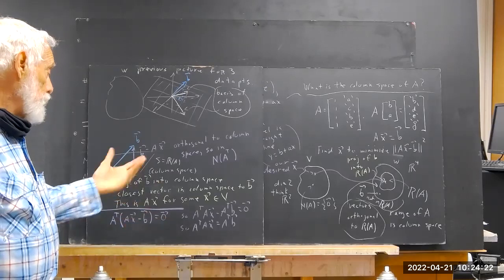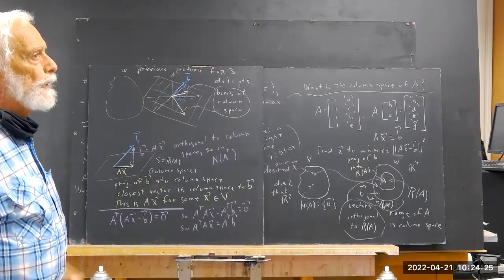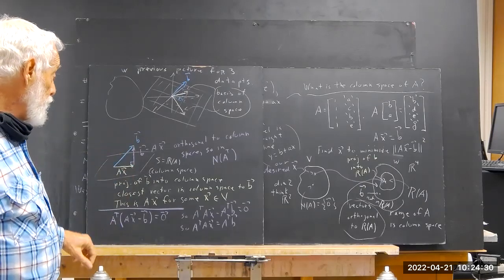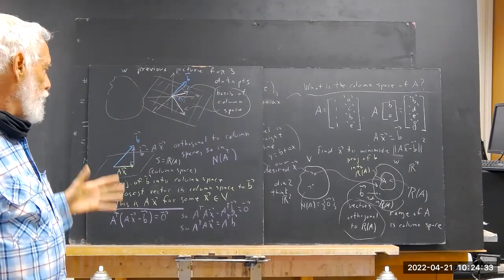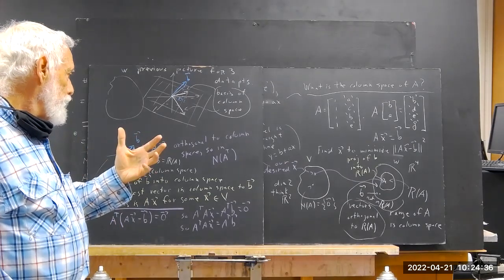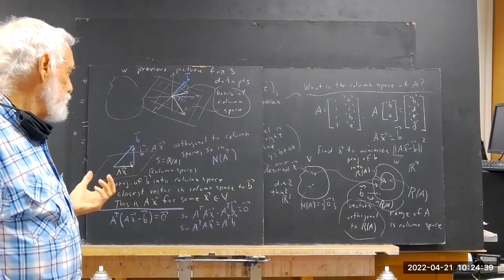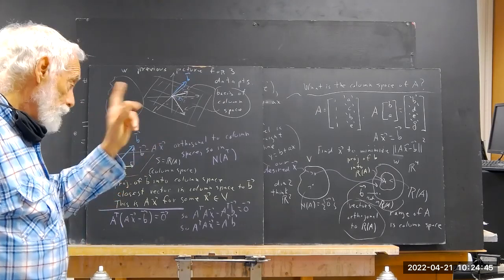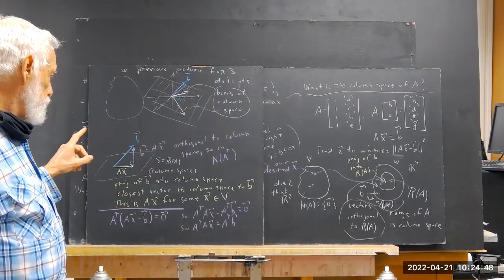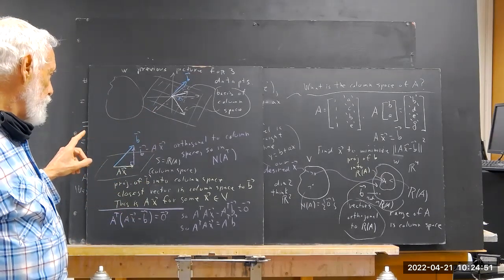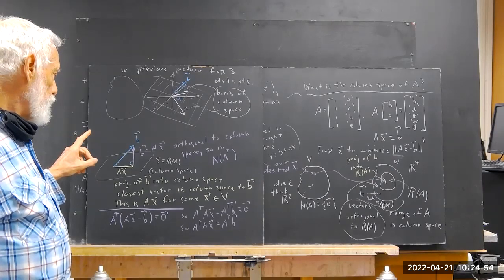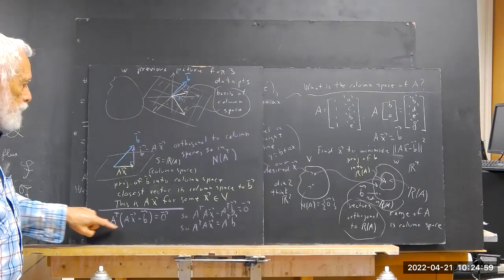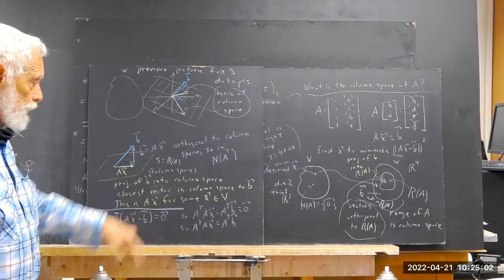This vector is not in the column space. Now, I'm losing my thread here. We'll just accept that A transpose times this has to equal the zero vector. I'll explain that again in a minute.